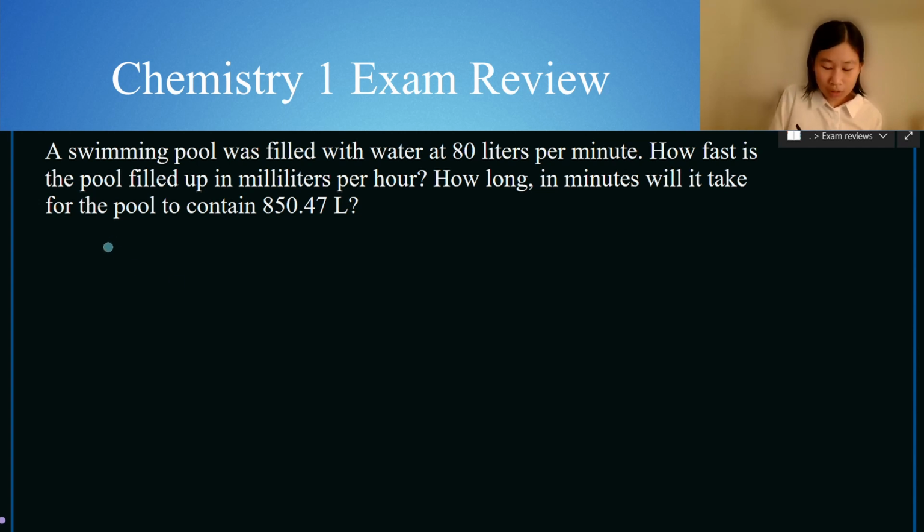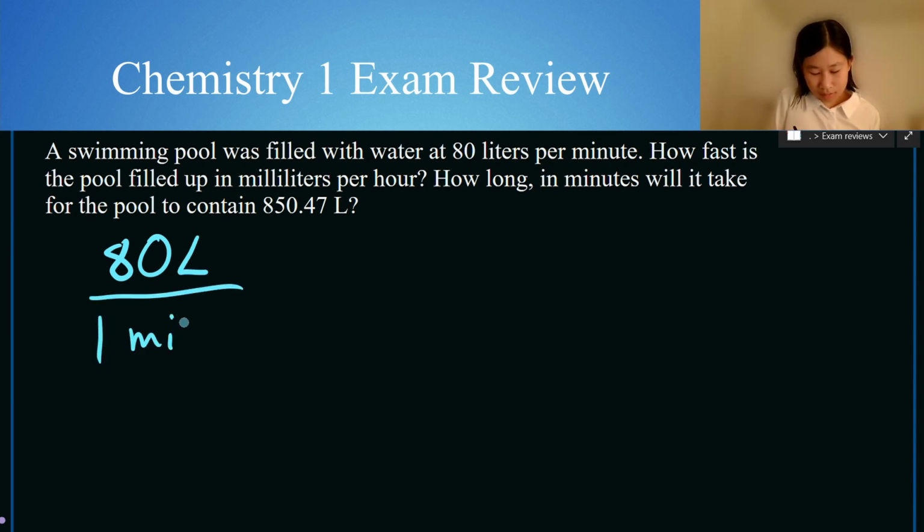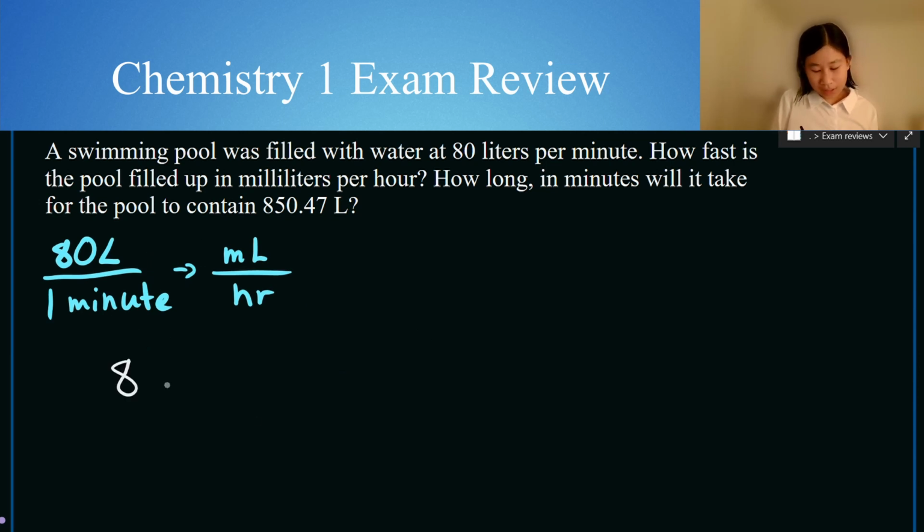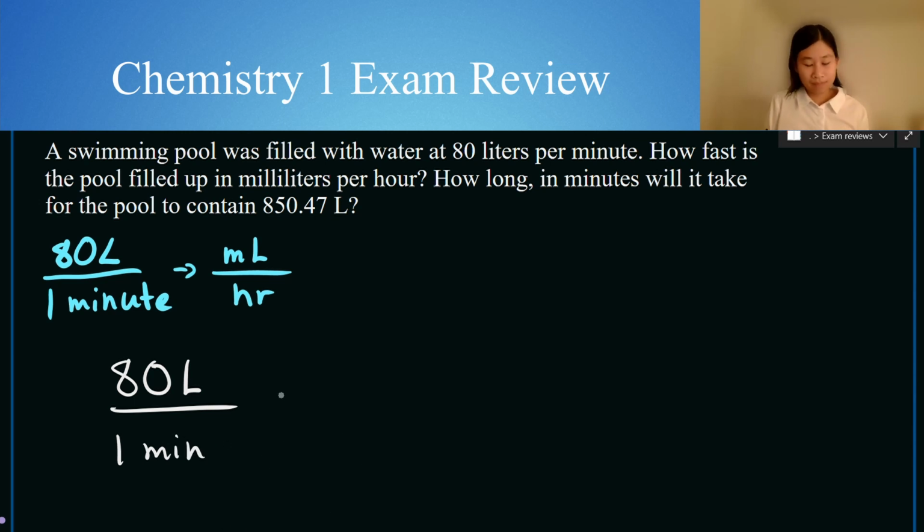So starting with what we know is that we are going to fill this pool up with water at 80 liters per 1 minute. Okay, very good. And we need to find how fast this is being filled up in milliliters per hour. So here we're going to convert the volume units and the time units. All right, so let's start with that. So we have 80 liters per 1 minute. I'll just put MIN for minute. And we're going to multiply this by another fraction that will help us cancel out either liters or minutes.